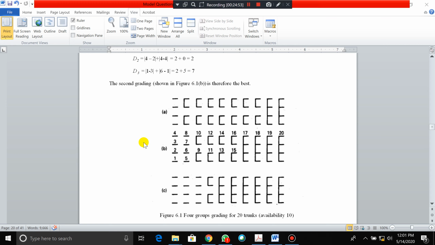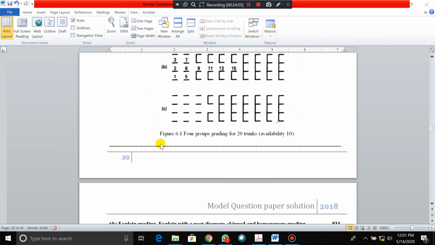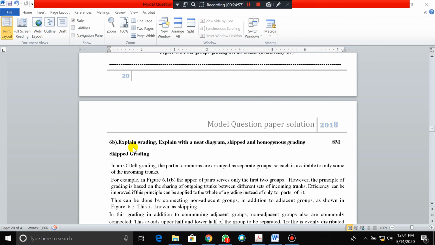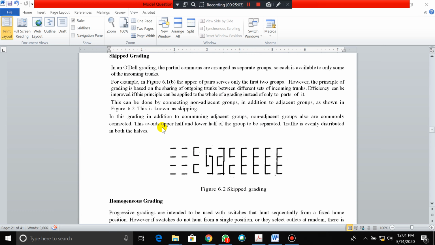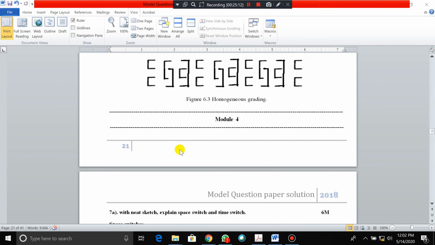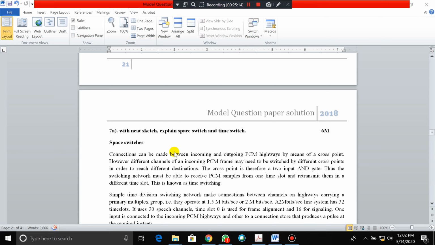Secondary grading. So what is grading? Explain grading. Explain with a neat diagram the skipped and homogeneous grading. It is an important topic. You need to write the diagram and explain here also, with a neat diagram or sketch.